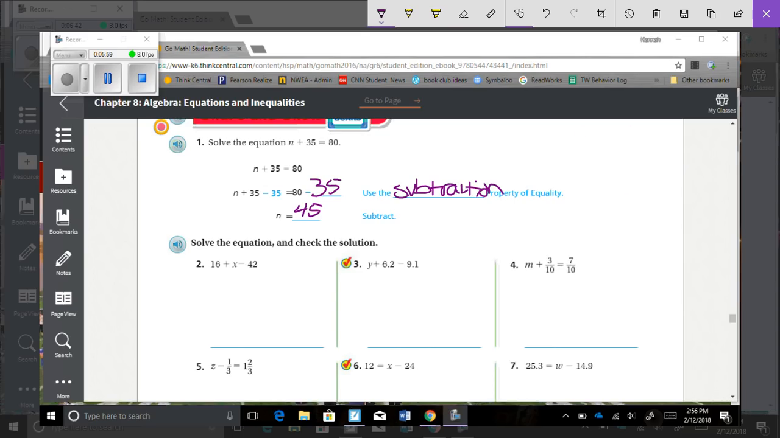Solve the equation and check the solution. I have 16 plus x equals 42. I want x to be alone, so I'm going to subtract 16. Subtracting 16 gets rid of that, so I have x equals 42 minus 16, which is 26. x equals 26.